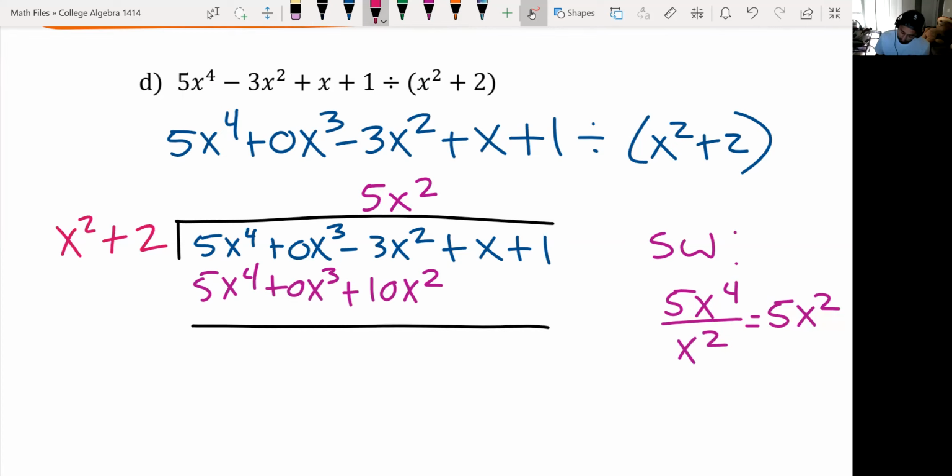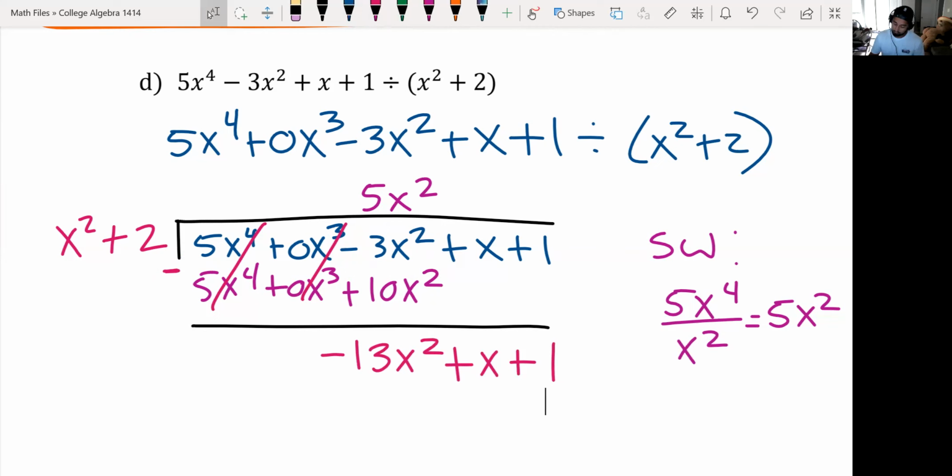Operation is subtraction. And 5x to the fourth minus 5x to the fourth, gone. 0x cubed minus 0x cubed, gone. Negative 3x, so again, be careful with your signs. Negative 3 minus 10, we go more negative. Negative 13x squared, everything else comes down.